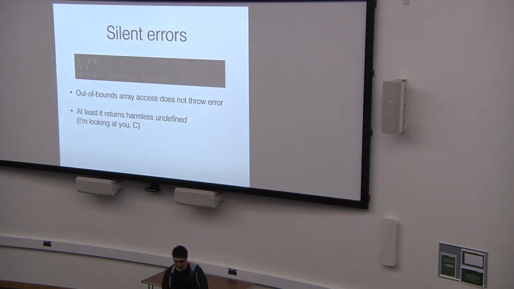The other thing with JavaScript is silent errors. And this one can be really dangerous. So if you try to construct an array and then access an index which is not yet present in the array, it doesn't throw any error. It just returns undefined, which is better than C, because C would basically allow you to browse a memory range which is not available for this array, at least it wasn't defined there. But the problem is, it just silently returns a value.